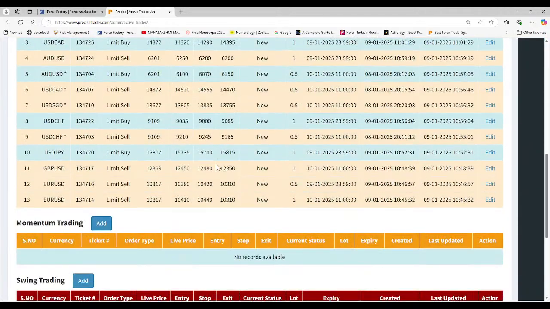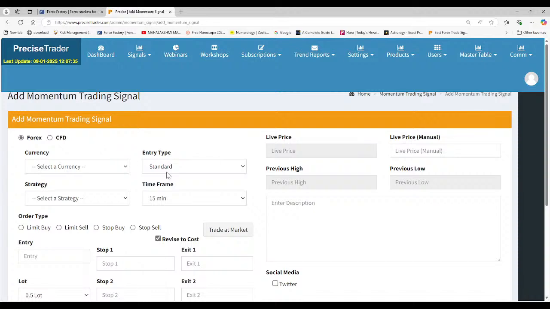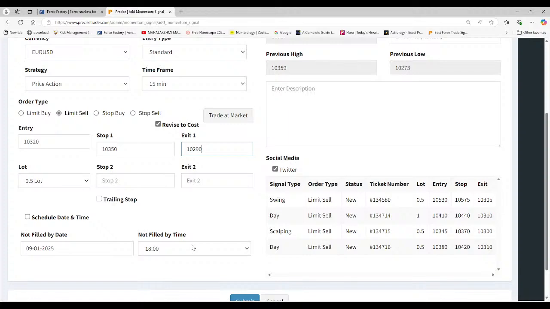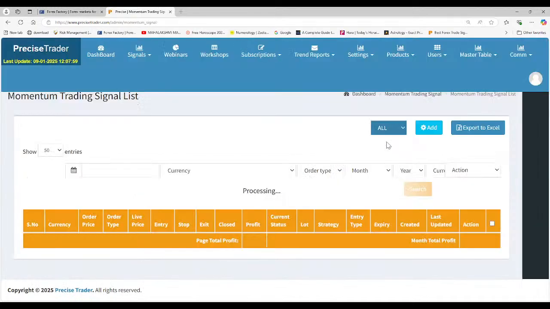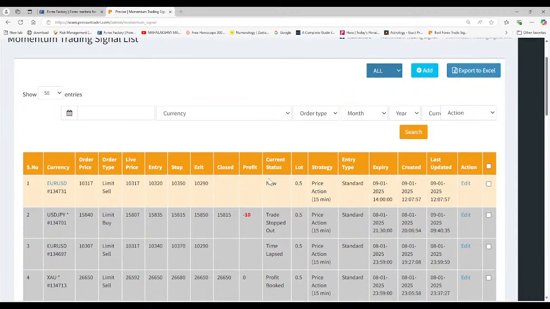What we can do is go for a momentum trade. We'll go for a sell at 103.20, stop 50, and 102.90, and this is also a half lot, with expiry until 2 o'clock. This trade we'll go for near the market. So I think this is a viable trade.